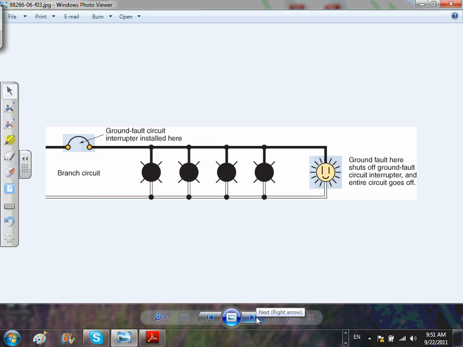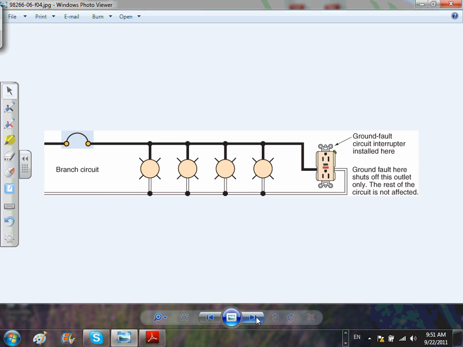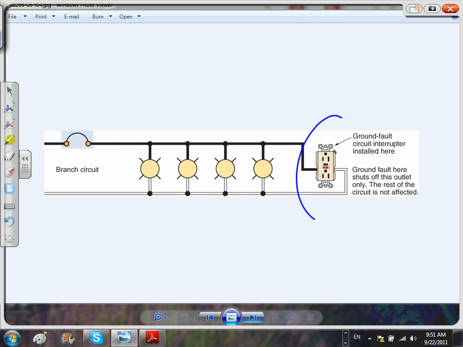GFCI is only required for receptacle outlets, not lights. But if you put it on a branch circuit, obviously it will protect the lights and the receptacle, which is okay, no problem with that. This is the most common way of putting ground fault protection in the US.